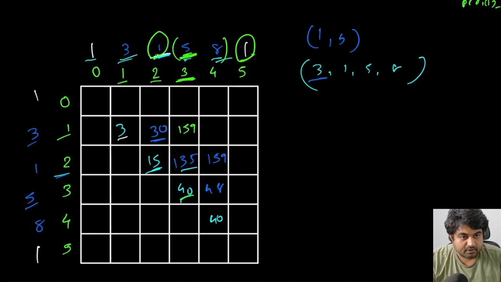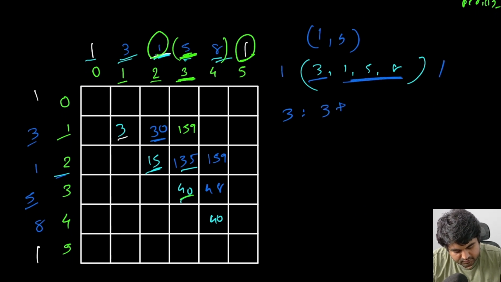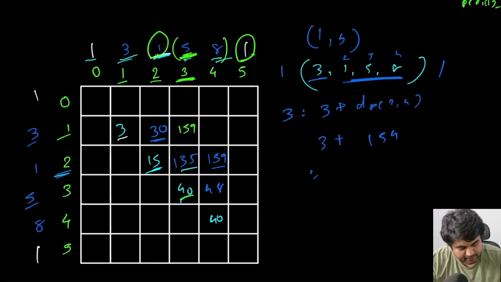What if we decide to burst balloon number 3 last? If we decide to burst balloon number 3 last, the coins we would be generating would be 3 plus whatever the range we can get. So basically 2, 3 and 4, so dp of 2 to 4. For dp of 2 to 4, we already know that value is 159, plus value number 3. So that is going to become 162.